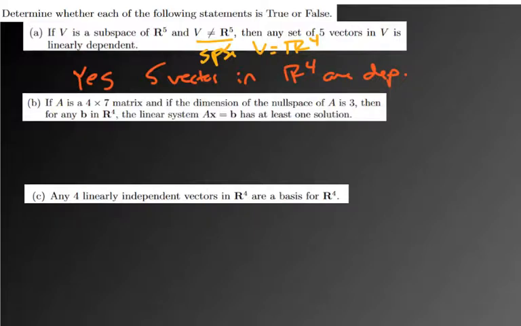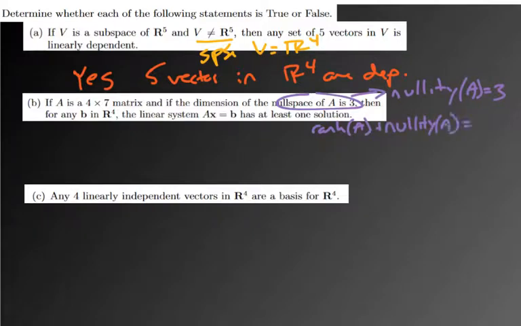So the way I would think about this one, if we take the null space of A is 3, that means the dimension of the null space of A is 3, which is basically the definition of the nullity of A equals 3. And we know from the rank and nullity theorem that the rank of A plus the nullity of A add up to, for an m by n matrix, this n right here. It's like the 7. This is like the size of the input, basically.